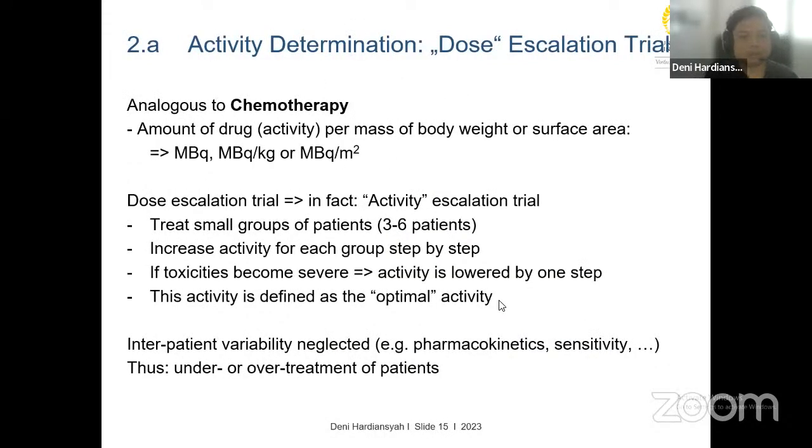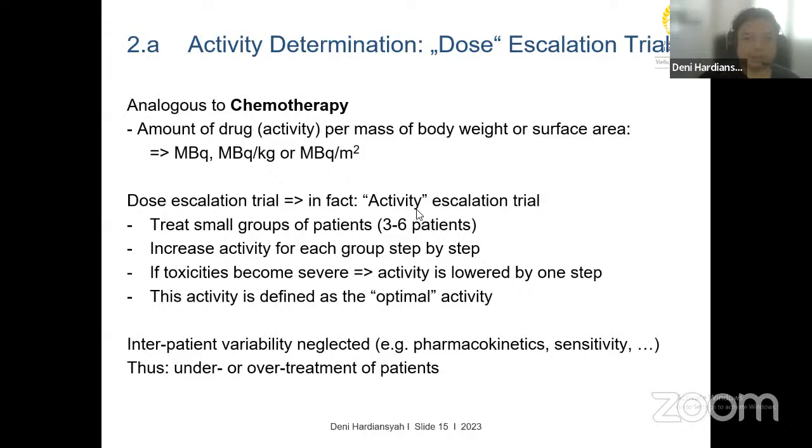So again, what is your job in the hospital? If you're working as a medical physicist, then what should you do in the hospital? One of them is to calculate the activity of the radiopharmaceutical drugs needed for a certain patient. And how do we calculate this activity? At least there are two different types of method that you can use.